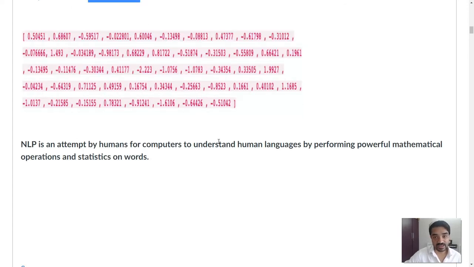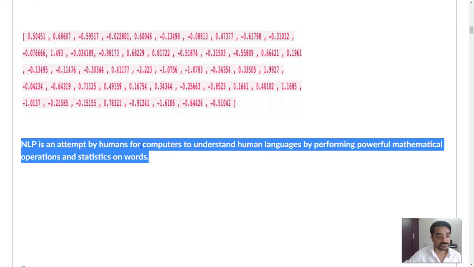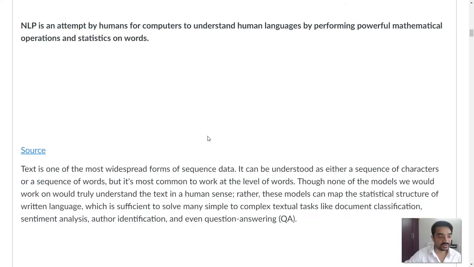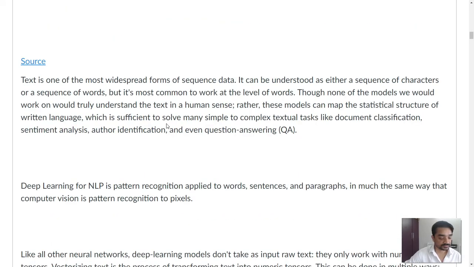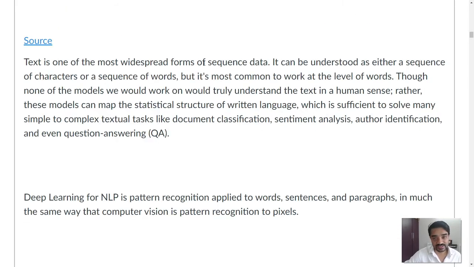Now, NLP is an attempt by humans for computers to understand human languages by performing powerful mathematical operations and statistics on words, right? I'm sure you know what NLP is, so I don't need to go there. Text is one of the most widespread forms of sequence data. It can be understood as either a sequence of characters or a sequence of words, but it is most common to work on the word level.